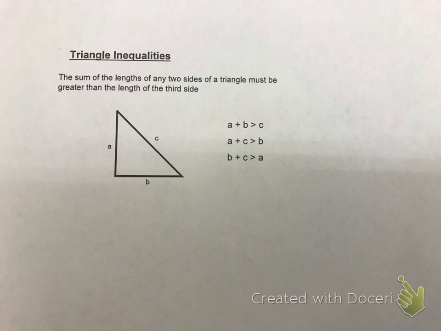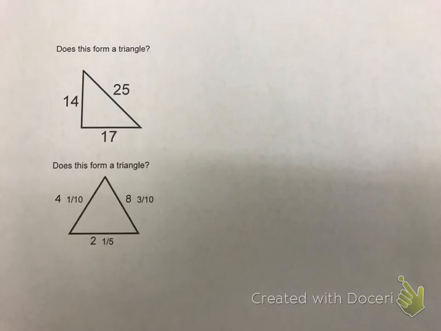So if we were to add sides A and B, that length has to be greater than the length of C by itself. If we added A and C, that total has to be greater than the length of B by itself. If we added B and C together, that total would have to be greater than the length of side A by itself. So let's look at some examples.